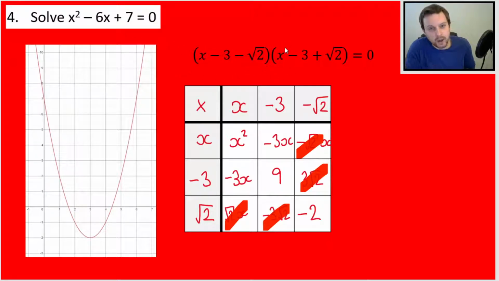But how on earth are you supposed to get that? Very difficult, very tricky. And so it's actually not the strategy that we go for. We actually learn a different method for solving quadratic equations.